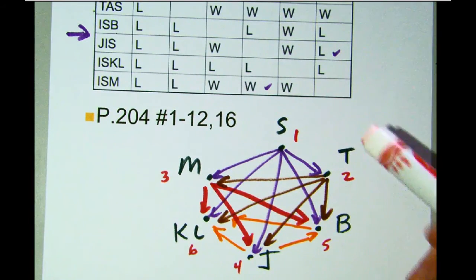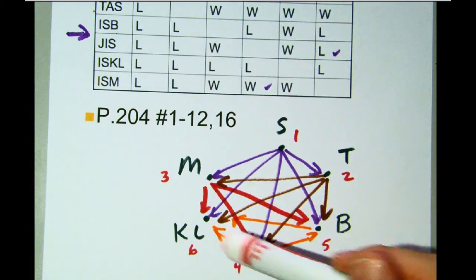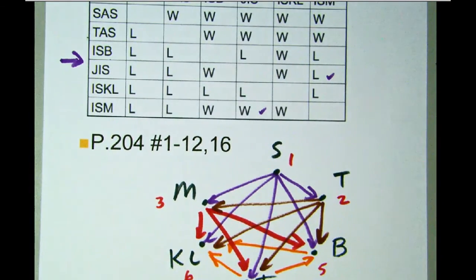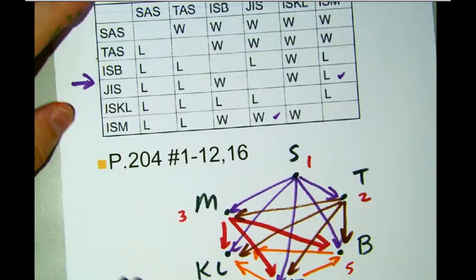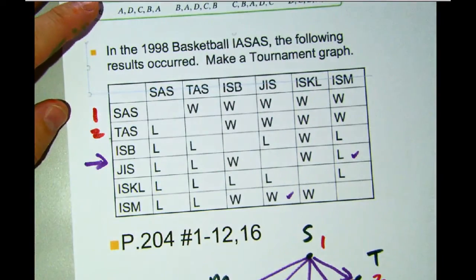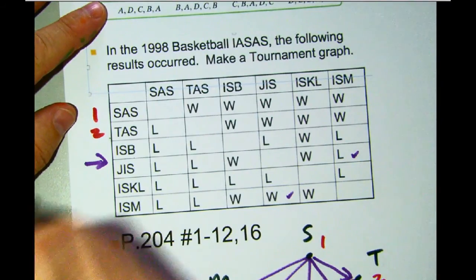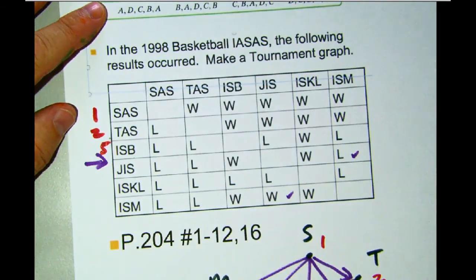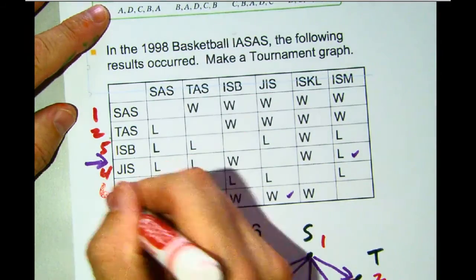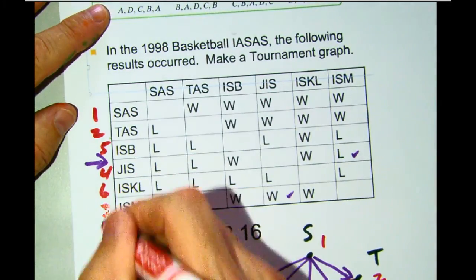Now, if you notice, when I did this, if it has a unique path like this, then you have a specific ranking. And that ranking would be, SAS would be 1, Taipei would be 2, ISB would be 5, JIS would be 4, ISKL would be 6, and ISM would be 3.